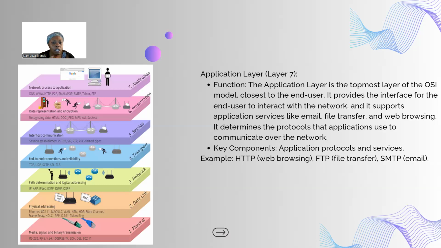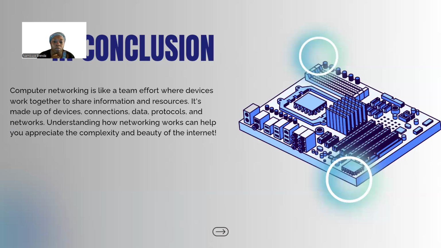So those 7 layers, the physical, data link, network, transport, session, presentation, and application, are the layers that make up the OSI model. So now we can conclude our class by saying that computer networking is just like a team effort where devices work together. You have your team working on a project, so you also need devices to work together to share information and resources. It's made up of different devices, connections, data, protocols, and networks, which allows you to understand how networking works and can help you appreciate the complexity and the beauty of the internet itself.